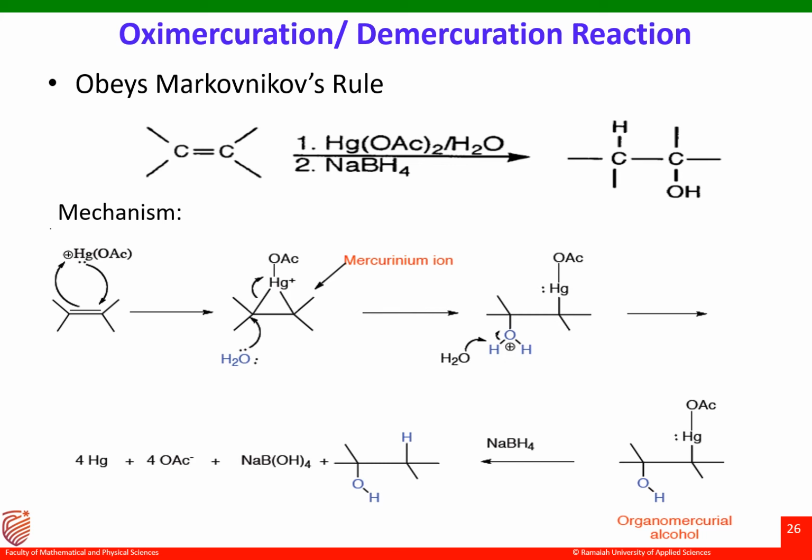Whatever I explained, the same mechanism is rewritten here. Acetate ion attacks a pi bond, therefore a bridge structure is formed, which is a mercurinium ion. Further, the water molecule, which is acting as a base here, will drag one of the protons and lead to the formation of an alcohol. So the alcohol is formed, but however I need to remove this mercury acetate, therefore I use sodium borohydride, which is a source of hydrogen, and that will lead to the formation of my alcohol. So you can see that the alcohol is being formed here.